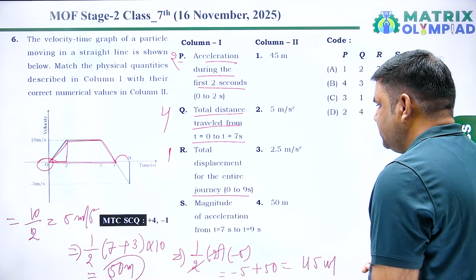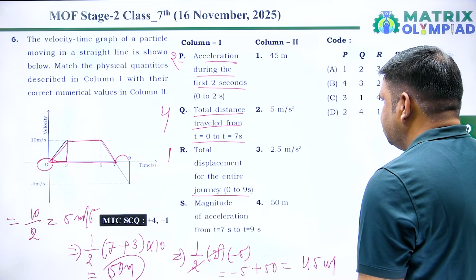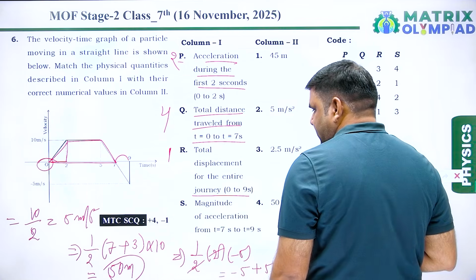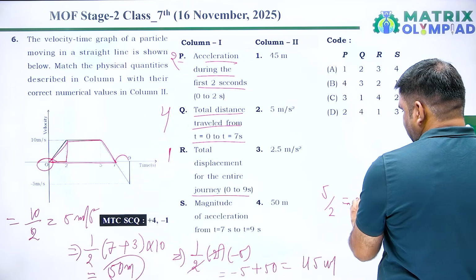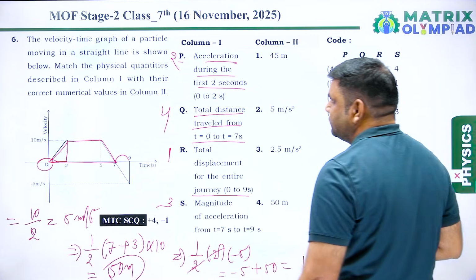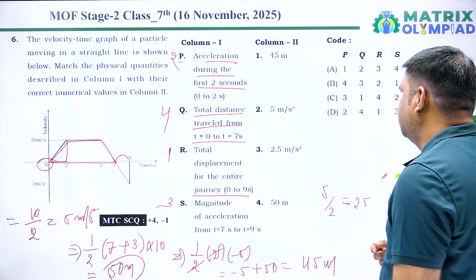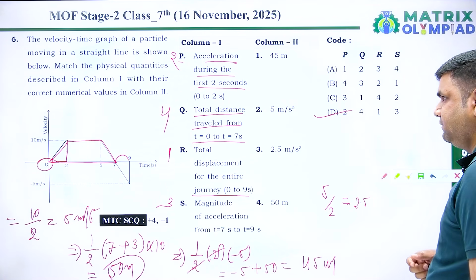Magnitude of acceleration for 7 to 9 seconds. So for 7 to 9 seconds it is 5 by 2, that is 2.5. So S matches with third. So our correct sequence for question number 6 is 2, 4, 1, 3. So our correct option is option number D for question number 6.